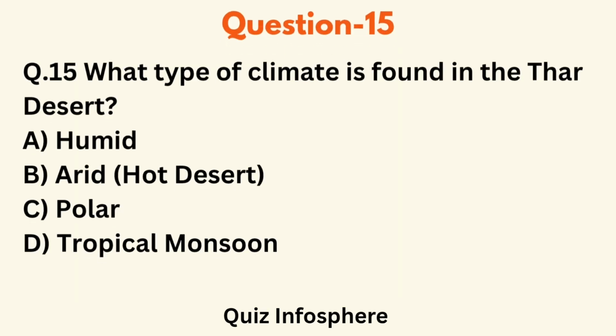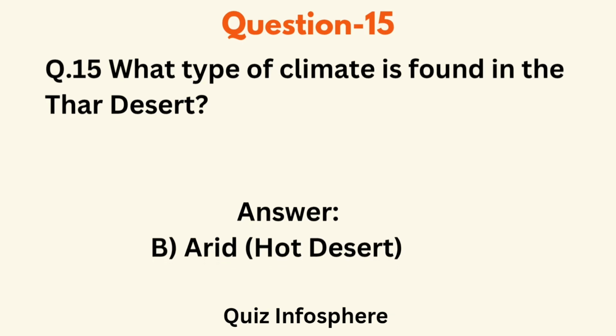Question 15. What type of climate is found in the Thar Desert? Humid, arid, polar, tropical monsoon. The correct answer is option B, arid.